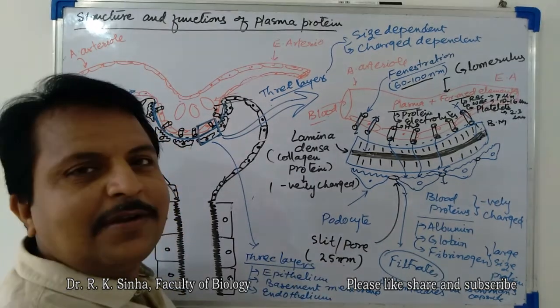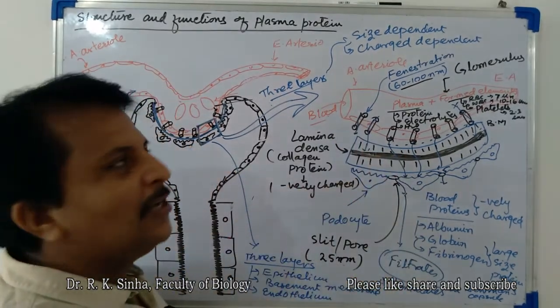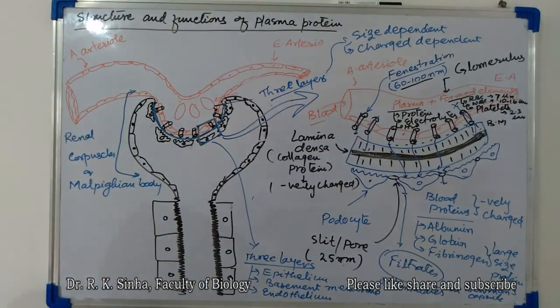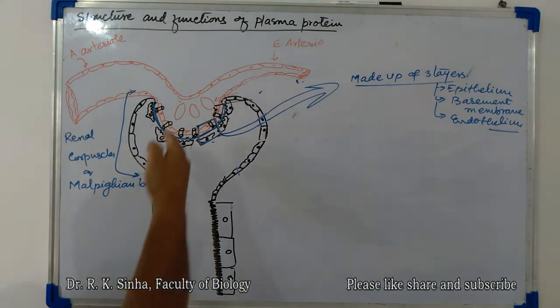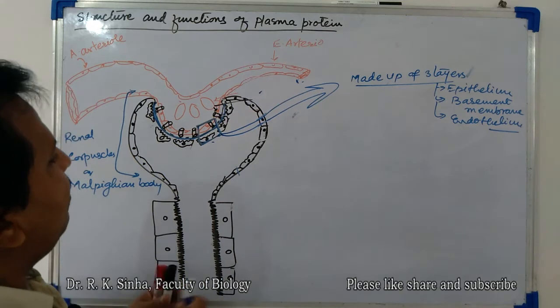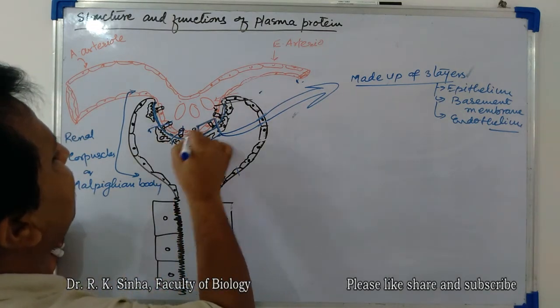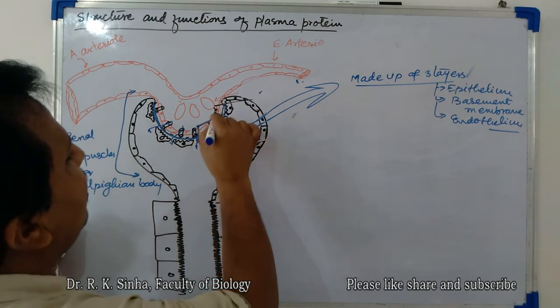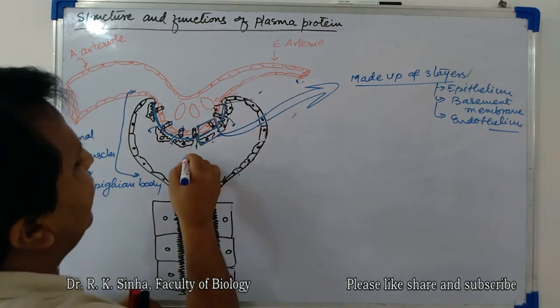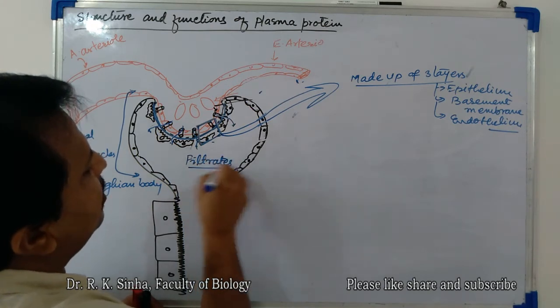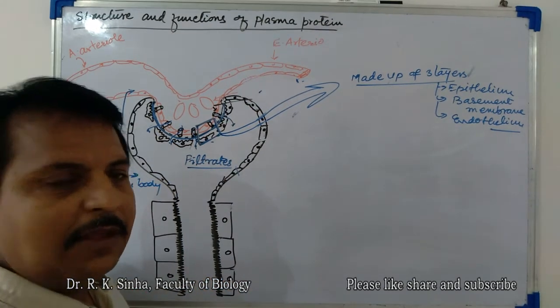What will pass out? What will be filtered through the glomerulus? Let's see here. Through this filtration slit and fenestration, the filtrate will come out. These will be accumulated here, and these are known as filtrates. So what will be the composition of the filtrate?